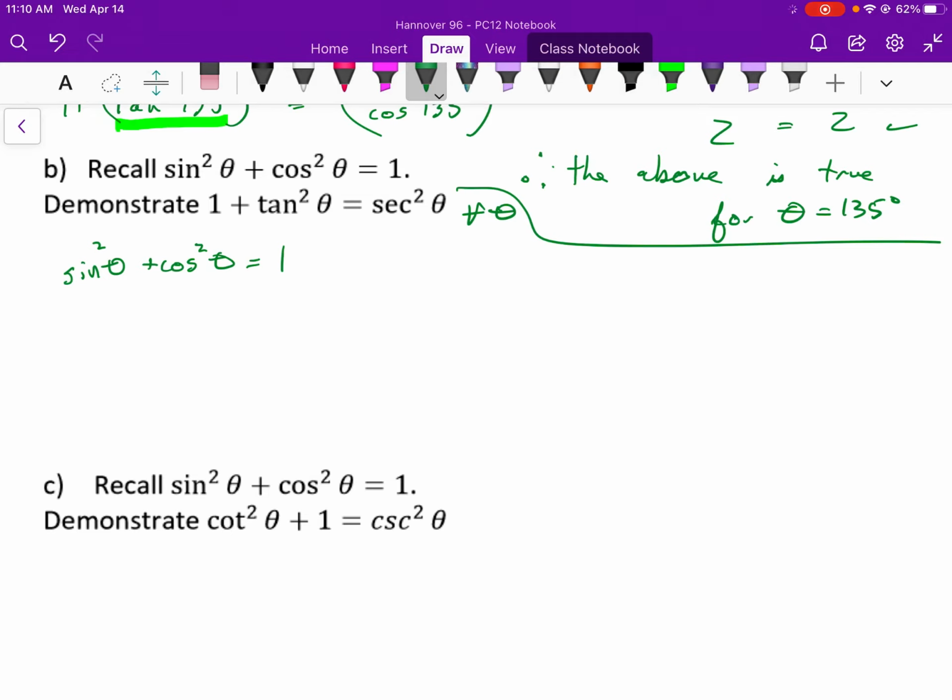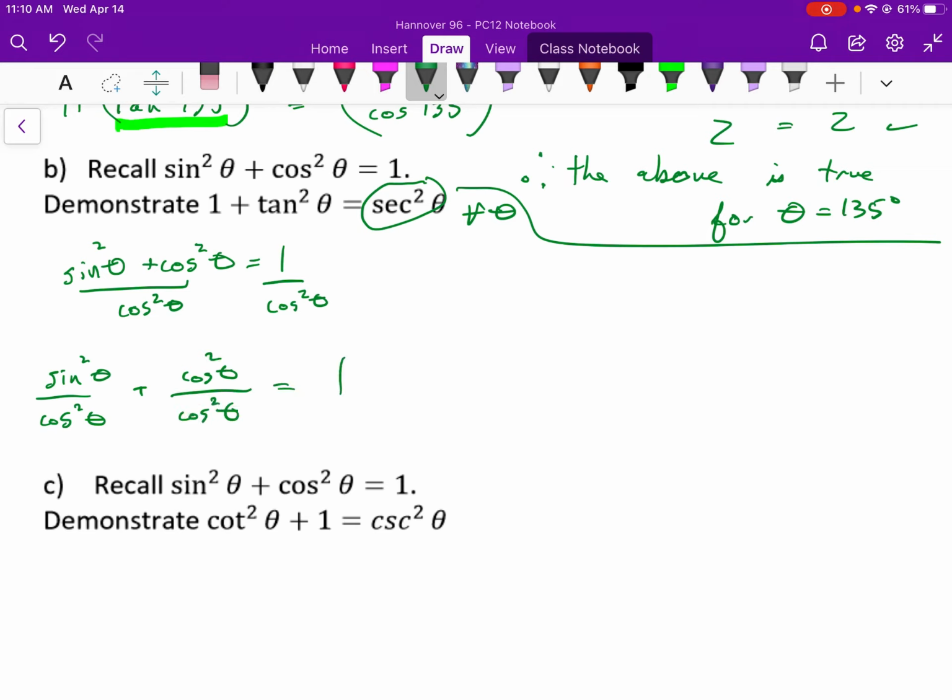And then I get a great idea. I ask myself, what is secant? Well, secant is really just 1 over cosine. What if I divide both sides of the equation by cosine squared theta? Well, then the right-hand side of the equation would be secant squared theta. Well, that's pretty good. But then the left-hand side of the equation would be sine squared theta over cos squared theta plus cos squared theta divided by cos squared theta is equal to 1 over cos squared theta.